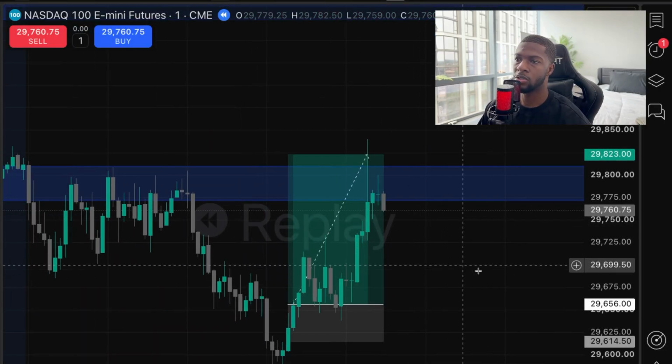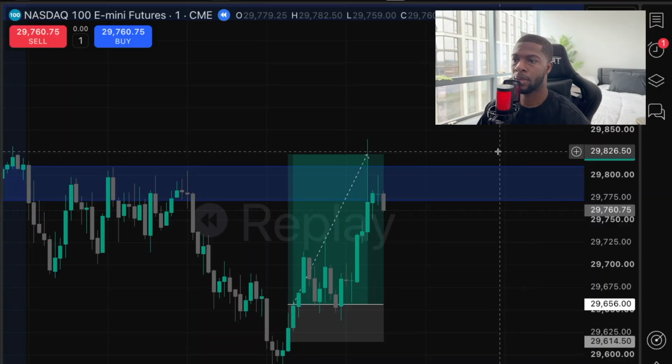So that was 167 points and a pretty easy and pretty textbook trade. We followed our rules today and you can see what the result was.